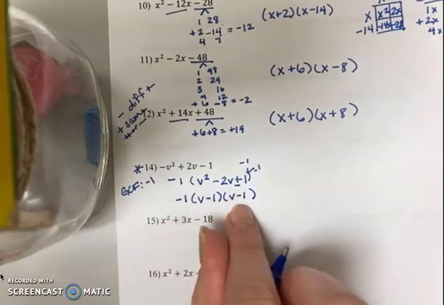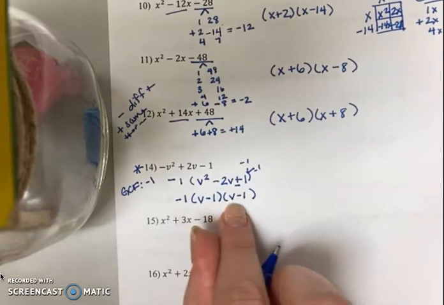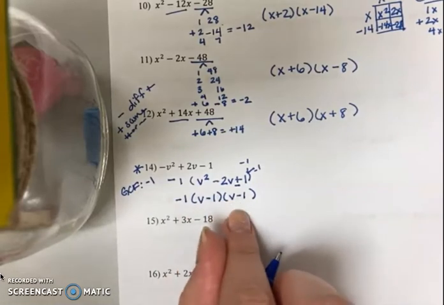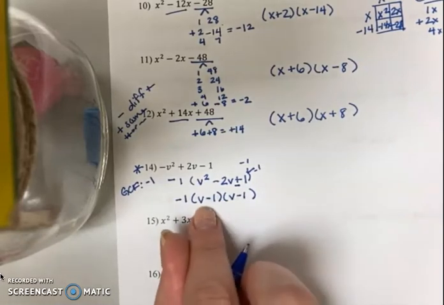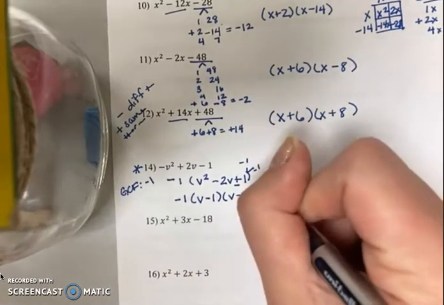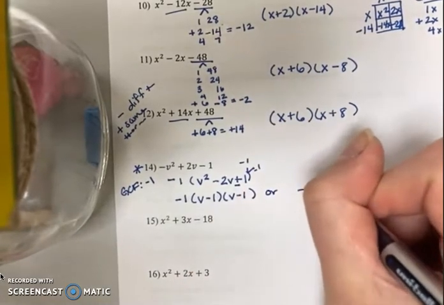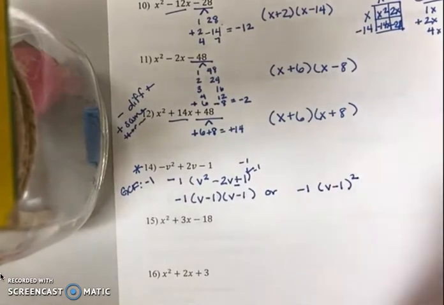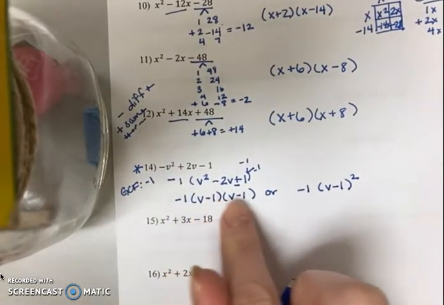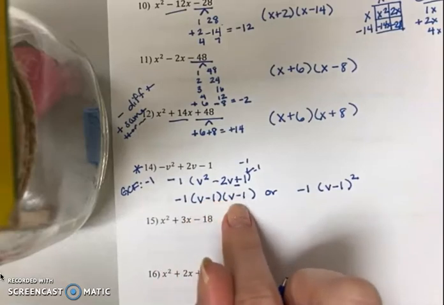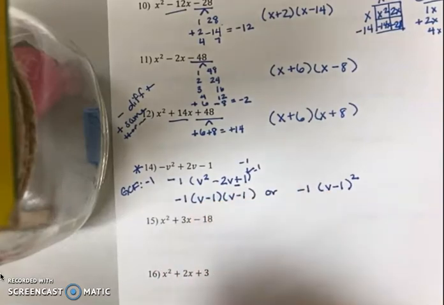I want you to notice, though, these binomials are the same. So if I have something times itself, I could rewrite that as something squared. Again, these binomials were something multiplied by itself, so I can rewrite that as something squared.